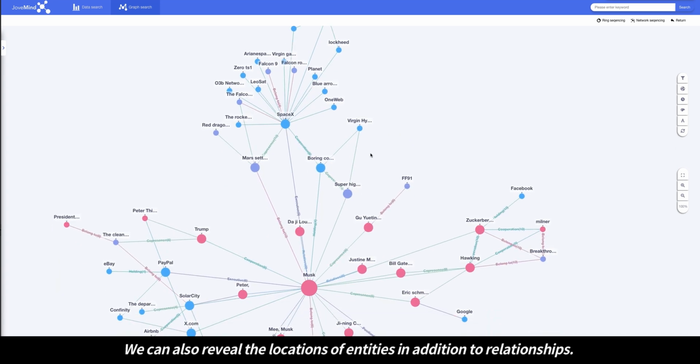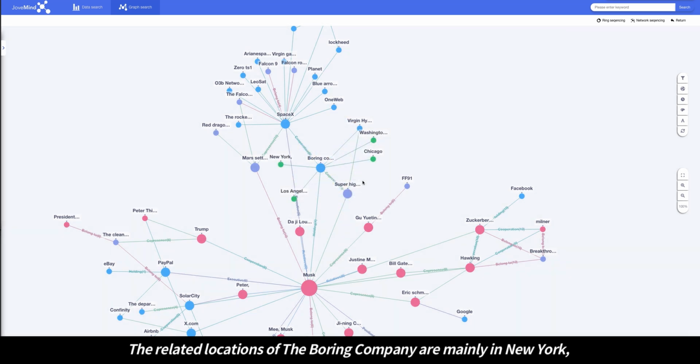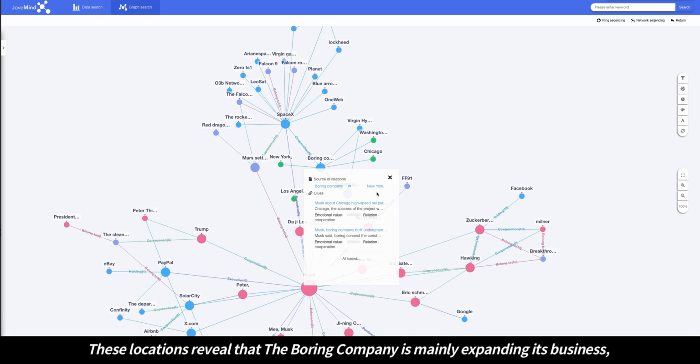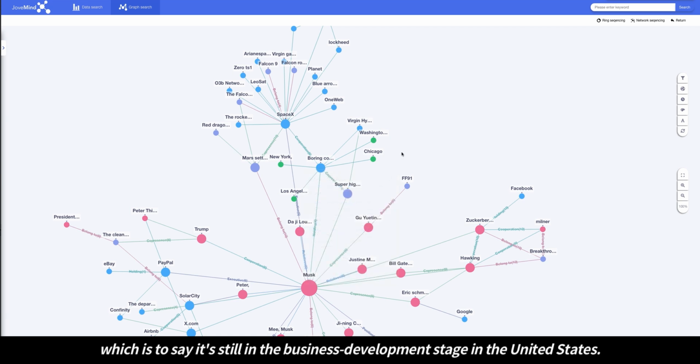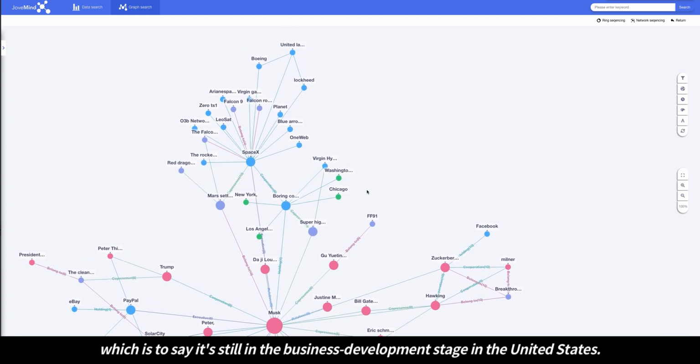We can also reveal the locations of entities in addition to relationships. The related locations of The Boring Company are mainly in New York, Los Angeles, Washington, and other cities or regions. These locations reveal that The Boring Company is mainly expanding its business, which is to say, it's still in the business development stage in the United States.